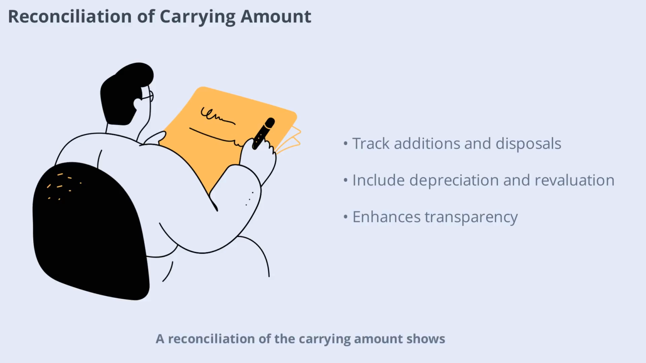Reconciliation of the carrying amount shows the movement in PPE balances during the period. This includes additions, disposals, depreciation, and revaluations. Providing a reconciliation helps users track changes in asset values and understand the factors driving those changes. It's an essential part of transparent financial reporting.